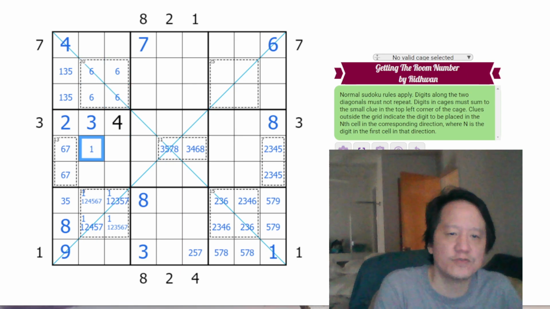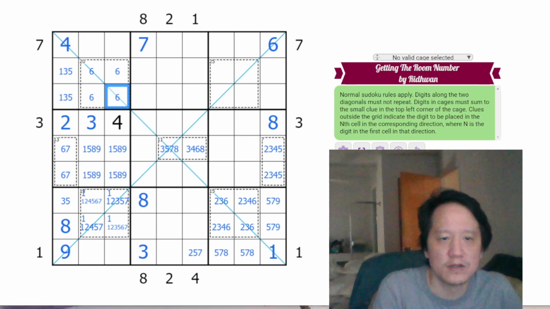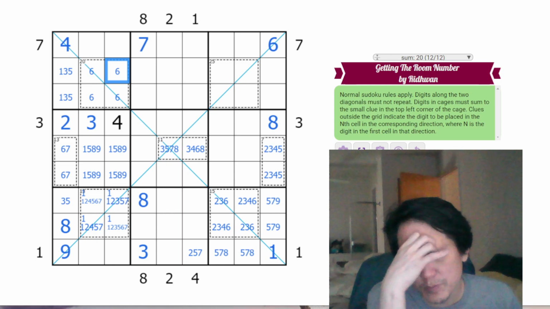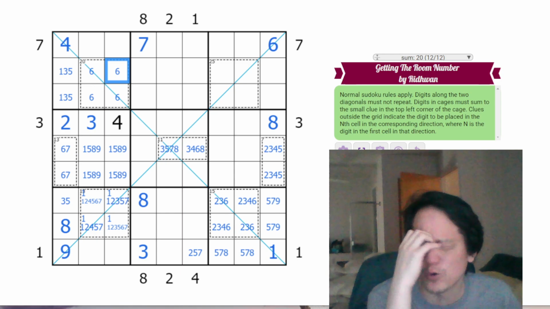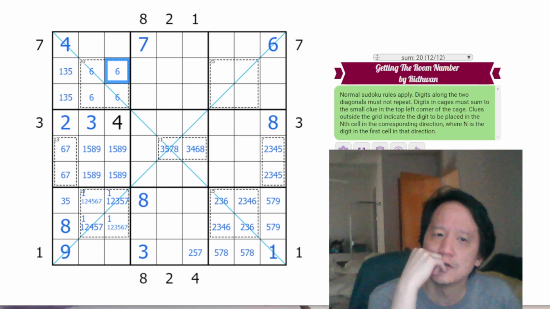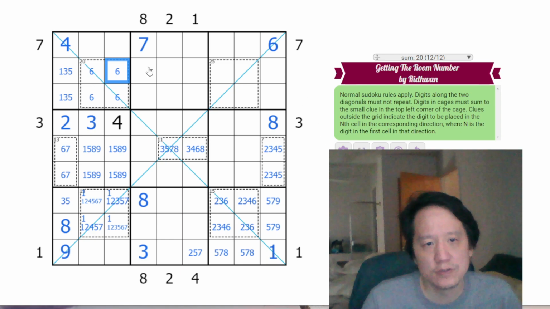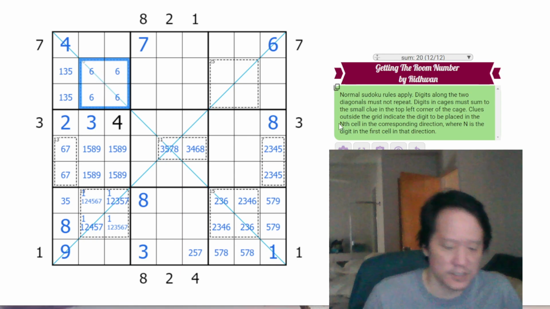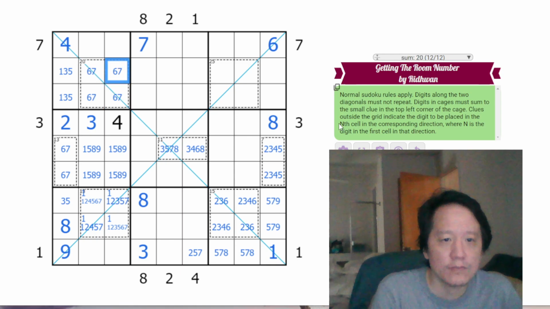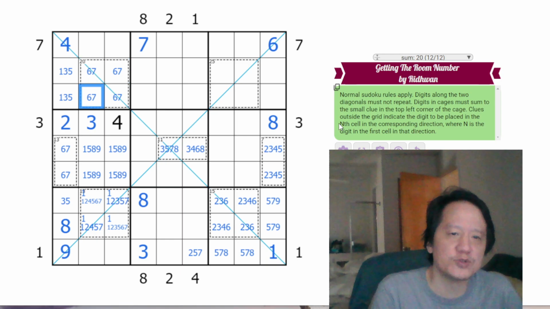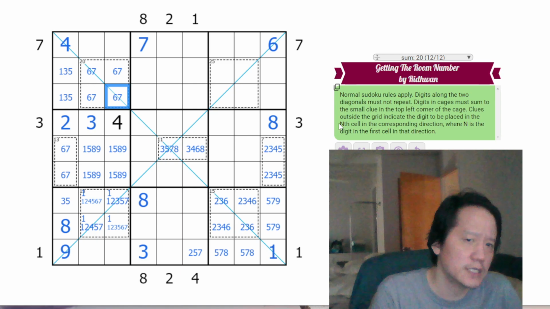Okay, again, this is 1, 5, 8, 9. So 6 has to be here, which means that we add up to 14. Right, so it could be 2, 3, 9. It could be 2, 5, 7. Oh, there's a 7 here too. Okay, well, there you go. So this is 6 and 7, which means it adds up to 13? Yes.